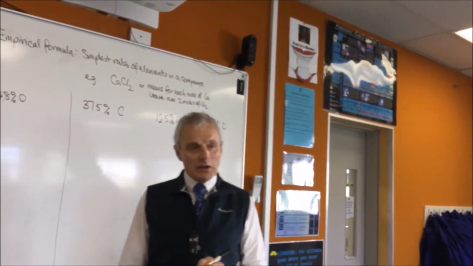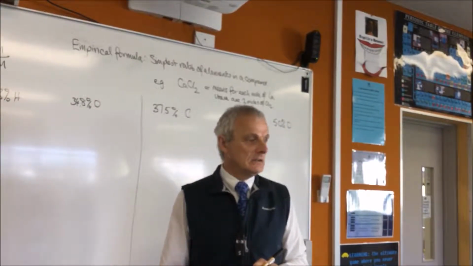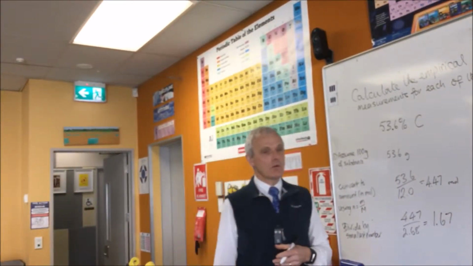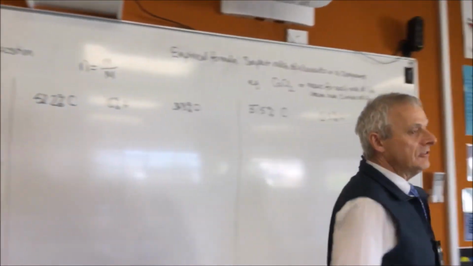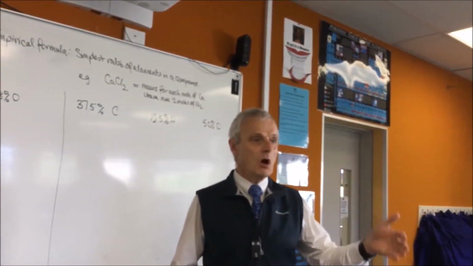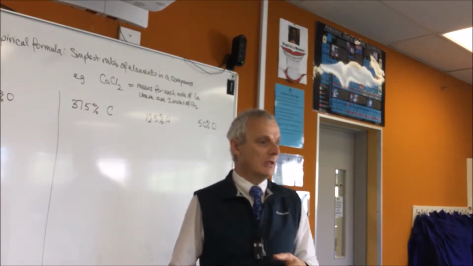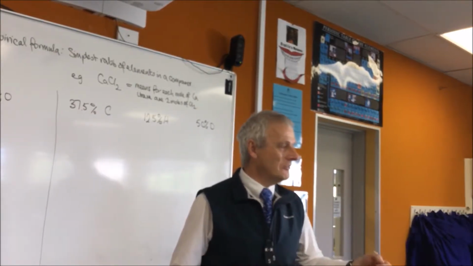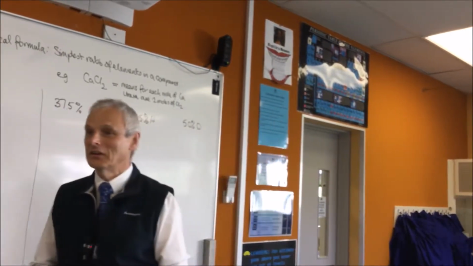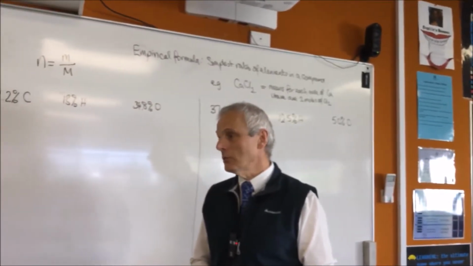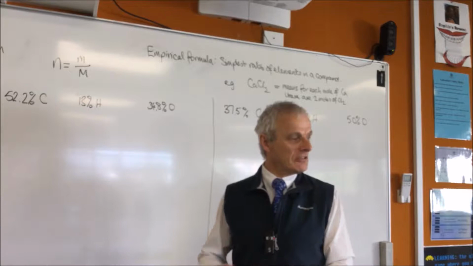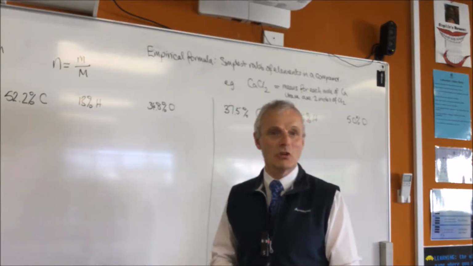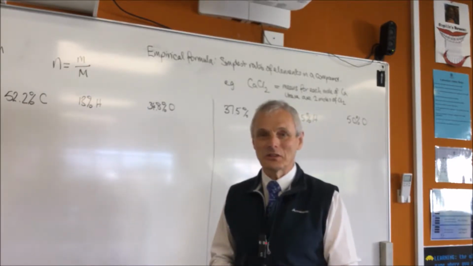Is there any way I could simplify that? Think about what an empirical formula is. It's telling you the simplest ratio. What we're assuming is that that simplest ratio is going to be 1 to something to something. And it obviously isn't 1 to something, is it? Would you like times by 100? Not times it by 100. Times it by a small number that might actually turn all of those into nice round numbers.